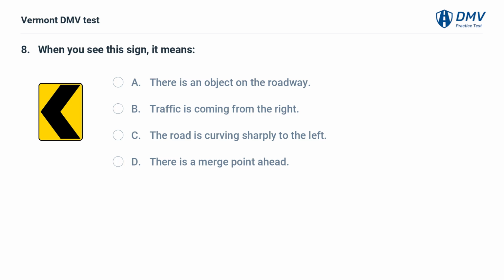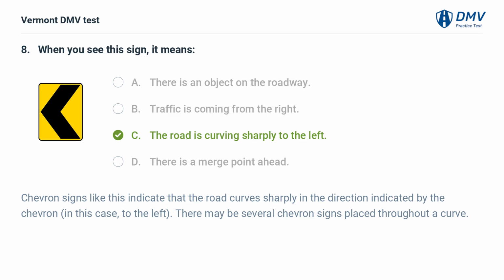When you see this sign, it means A. There is an object on the roadway. B. Traffic is coming from the right. C. The road is curving sharply to the left. D. There is a merge point ahead. C. The road is curving sharply to the left.